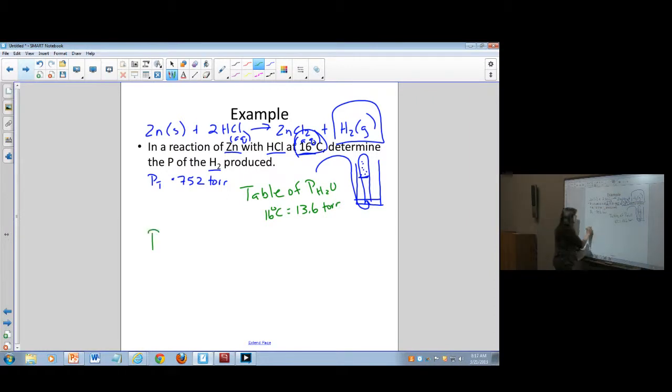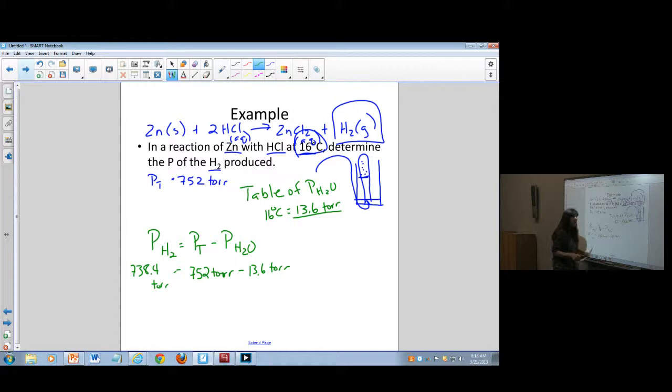So to find the pressure of the H2, in this case, I'll take the total pressure, which is given to you now. The pressure of the H2 is equal to the total pressure minus the pressure of the H2O, which we get out of a table. All right, so this would be 752 torr minus 13.6 torr. And so in this case, this is 738.4 torr.